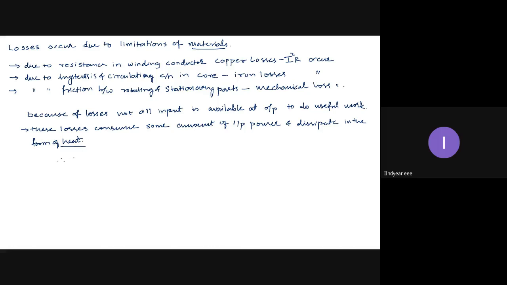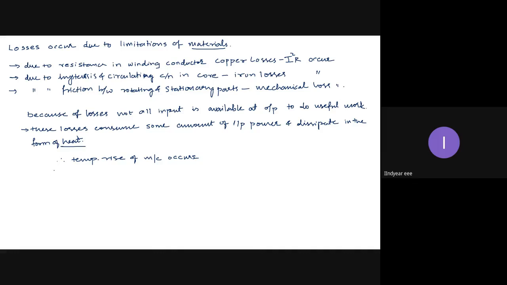Therefore, temperature rise of the machine occurs. The temperature rise in any machine is because of two reasons. One is ambient temperature. If the surrounding temperature itself is large, then the operating temperature will automatically be more. Plus, because of losses present in the machine, the temperature rise of the machine is also increasing. So as a result of this, the efficiency of the machine decreases.